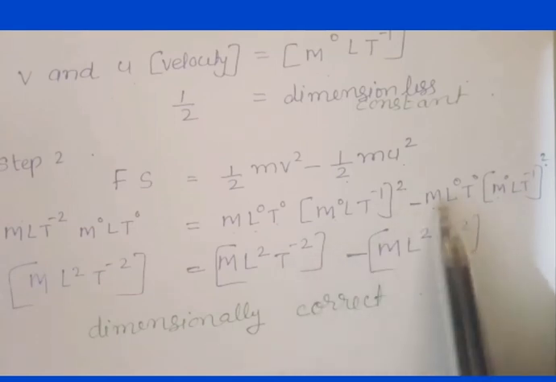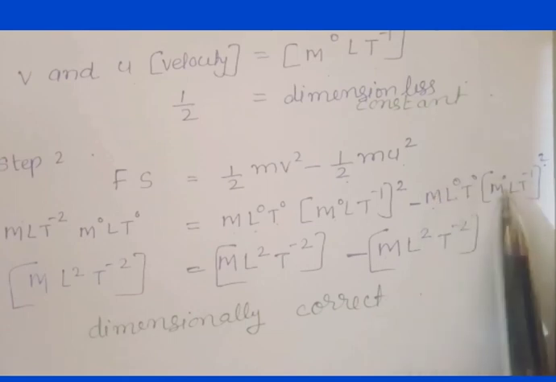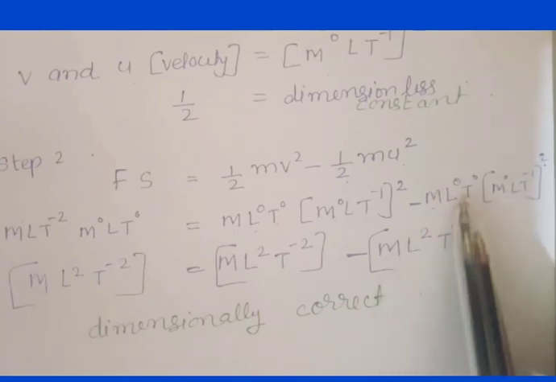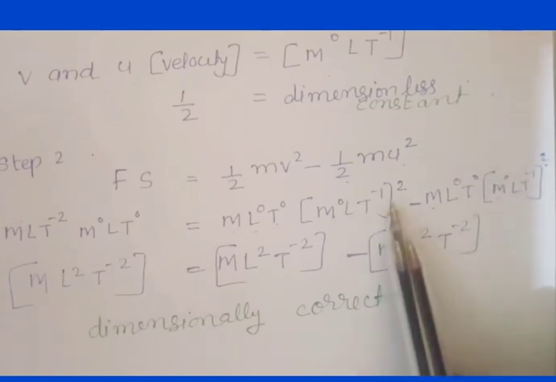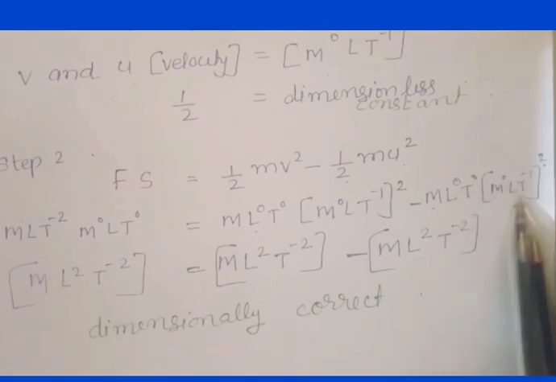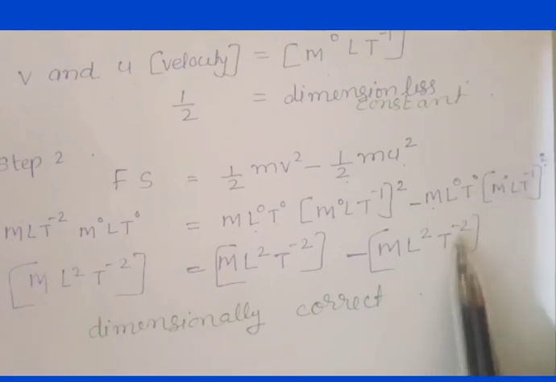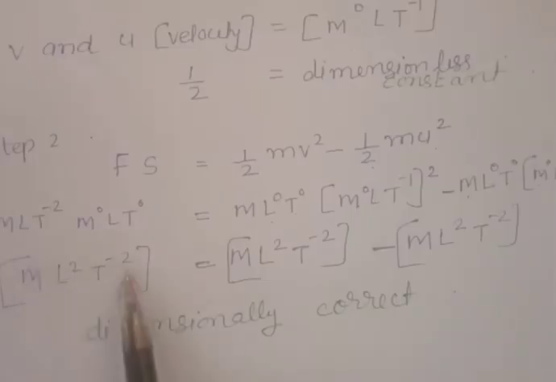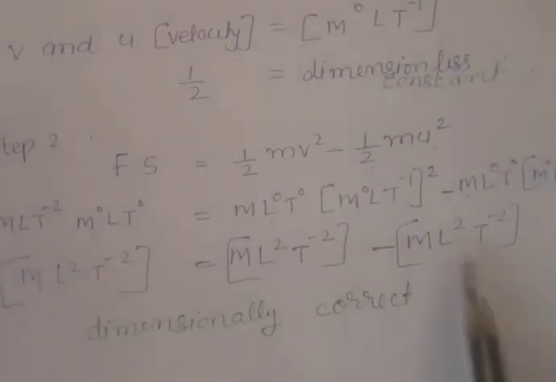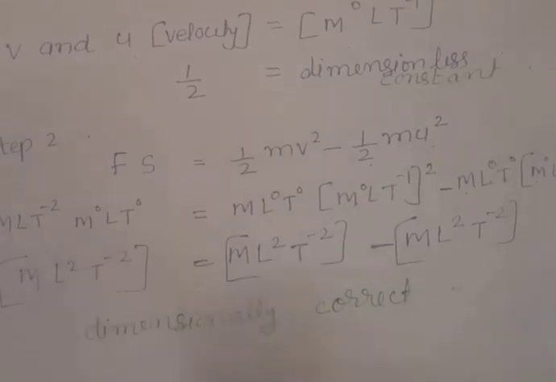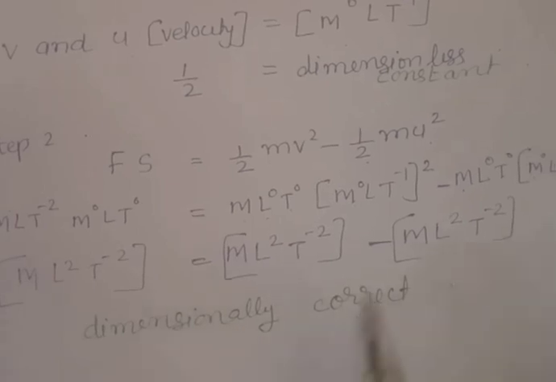Then minus M raised to 1, here M raised to 0, that is M raised to 1. Then L raised to 0, here L raised to square, that is L square. Here T raised to 0, then T raised to minus 1 square, that is T raised to minus 2. So here it is M L square T raised to minus 2, and this side is also M L square T raised to minus 2. You cannot subtract these two terms unless they are the same. So here all the dimensions are the same. So this equation is dimensionally correct.